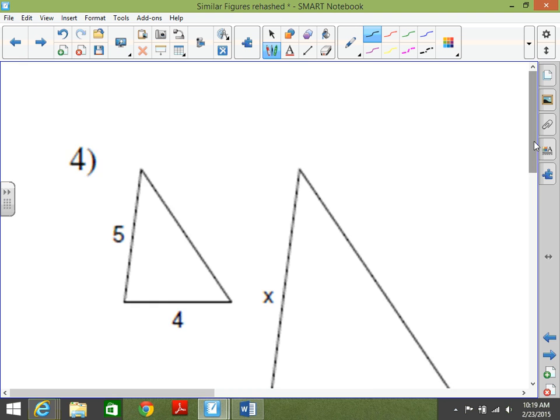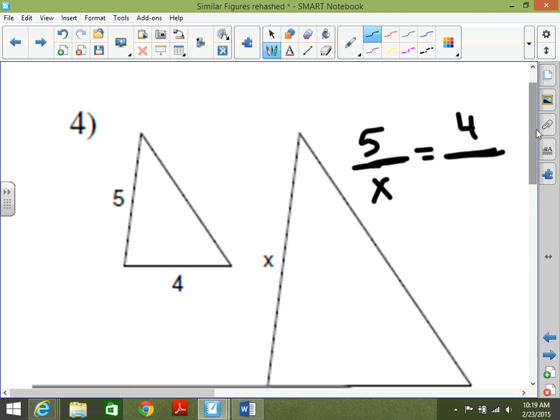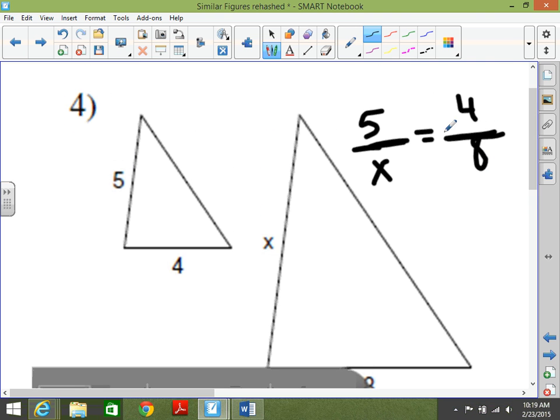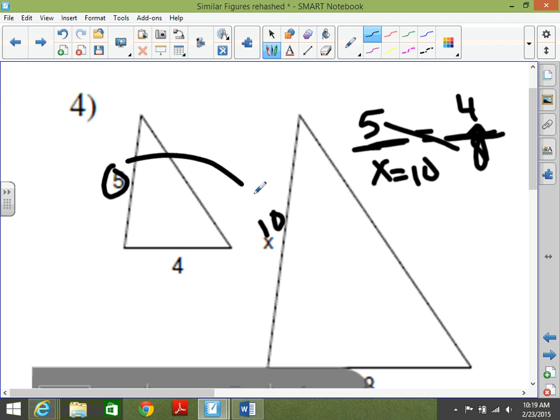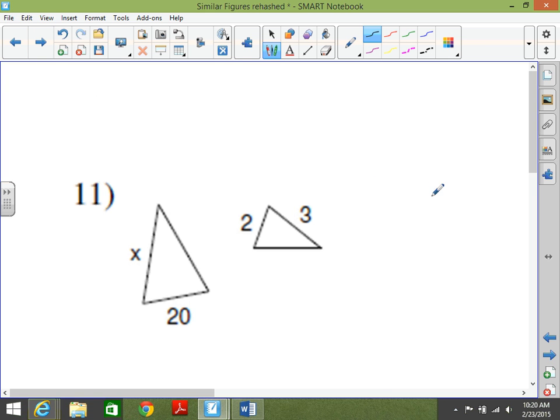Okay, next, number 4. Two known measurements. 5 and x. And then 4 and 8. Okay, we get 40. 40 divided by 4 is, so x equals, okay, what's the scale factor? Good, 2. Okay, next.